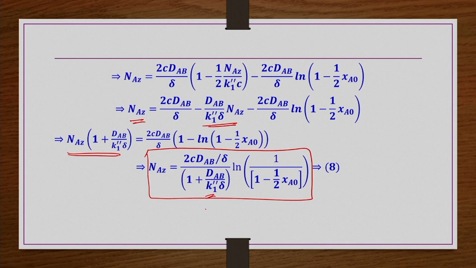If k1 double prime is large, so then this would be 0. So, in the denominator we will be having only 1. So, that is 2c dab by delta ln of 1 by 1 minus 1 by 2 x a naught, which is the same as the previous part A problem when the reaction is instantaneous. And this dab by k1 double prime delta is nothing but Dam-Kohler number.